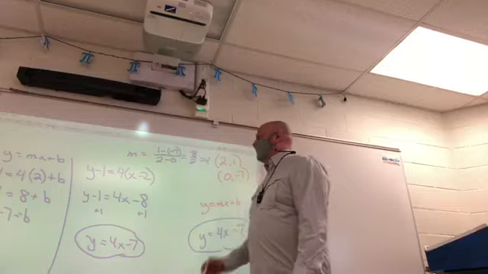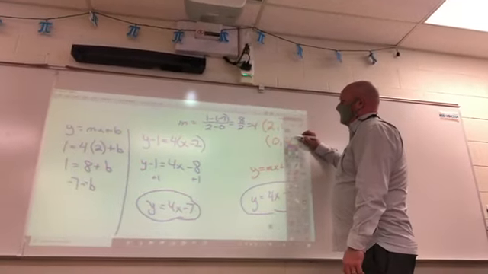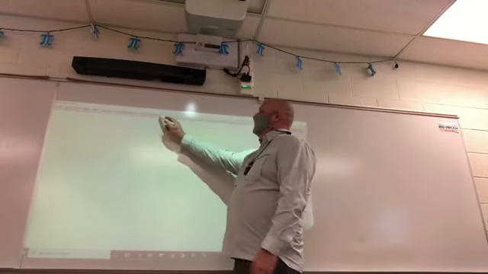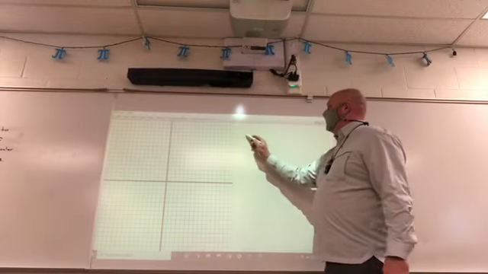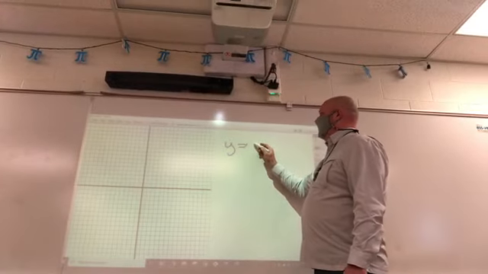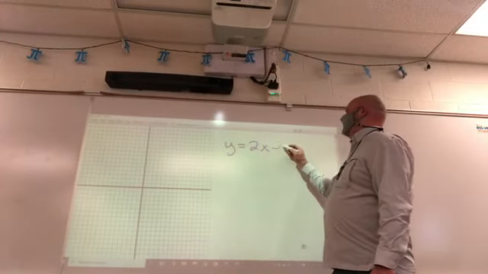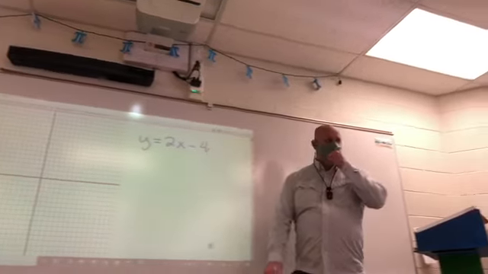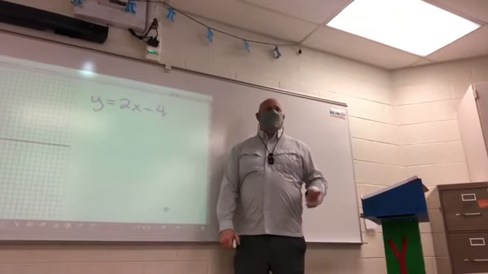Using a piece of graph paper, what I would like you guys to do: graph the equation y equals 2x minus 4. How do you graph the equation y equals 2x minus 4?